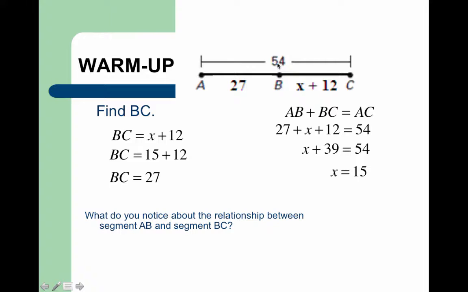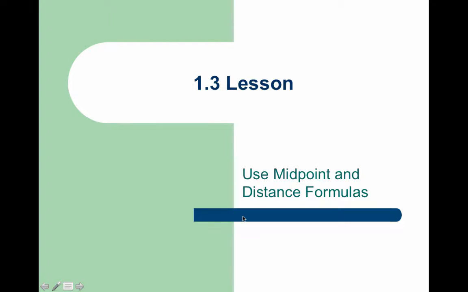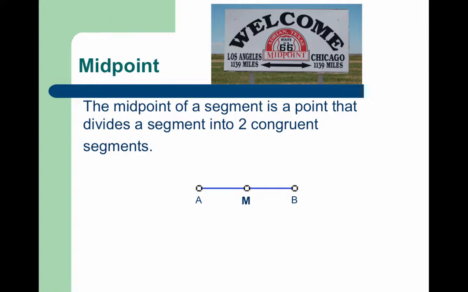We know that B then is directly in the middle of AC. And that is what we'll be exploring today, the midpoint. The midpoint is the point that makes AB congruent to BC. This is lesson 1.3, which talks about midpoint and distance formulas.